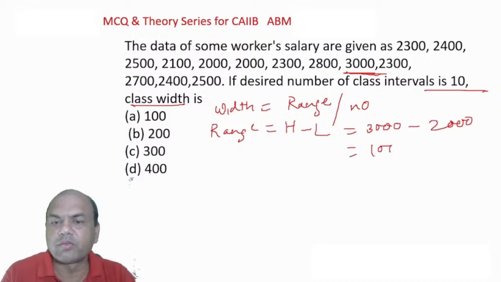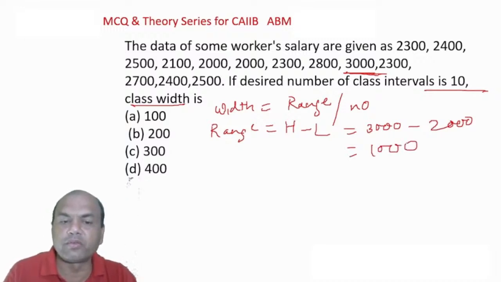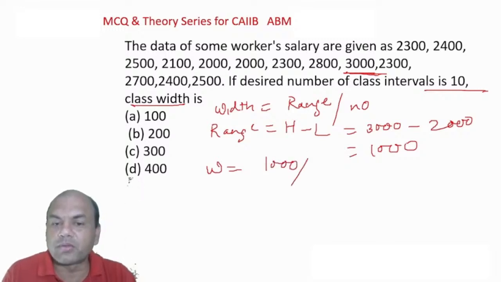So it is 1000. Right? So what is my width then? Width equals 1000 upon number. What is the number? 10. So my class width will be 100. So this is my answer. Okay.